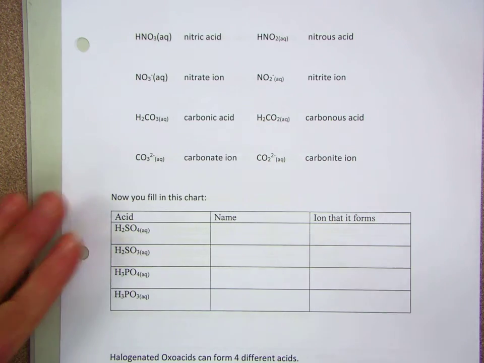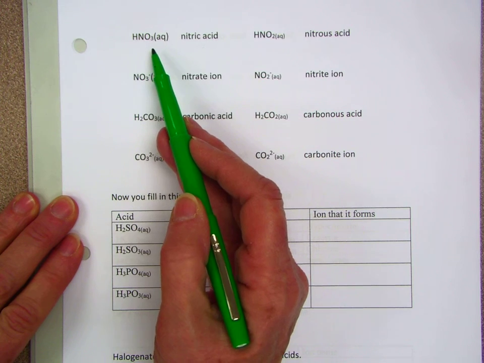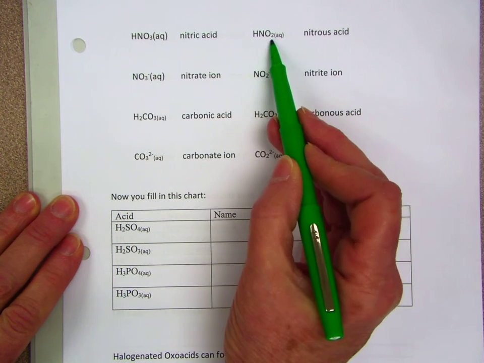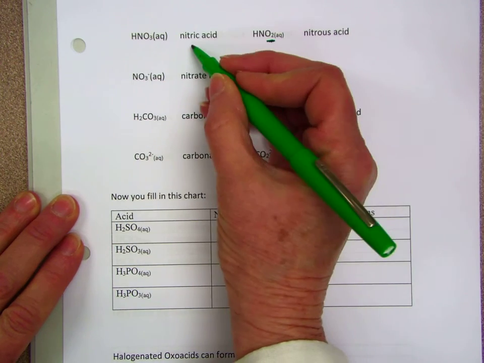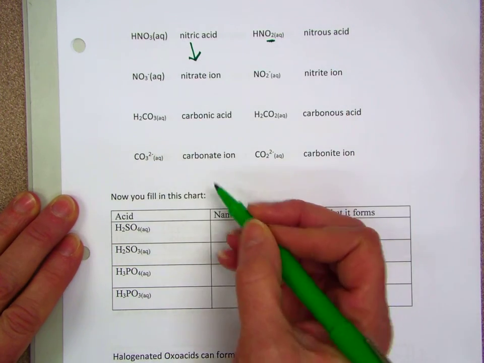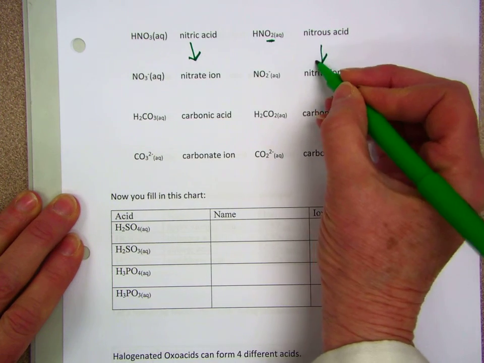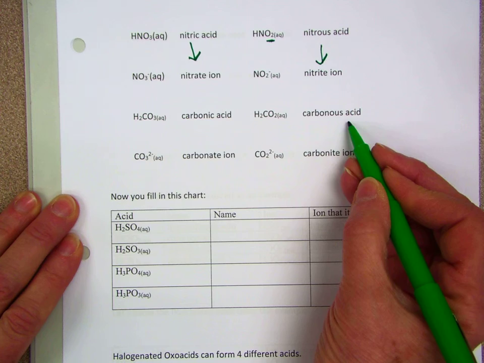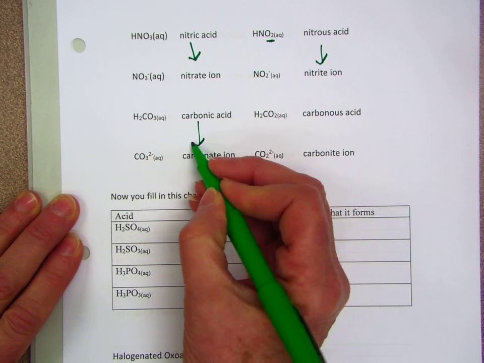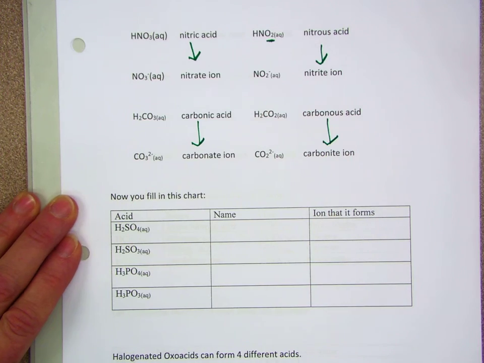So if we look at this, here's the nitrogen pair. HNO3 (aq) is nitric acid. HNO2, fewer oxygens, is nitrous acid. Nitric acid, we take away the hydrogen, we get the nitrate ion. Nitrous gives us nitrite. Carbonic acid, carbonous acid. Carbonic gives us carbonate. Carbonous gives us carbonite.